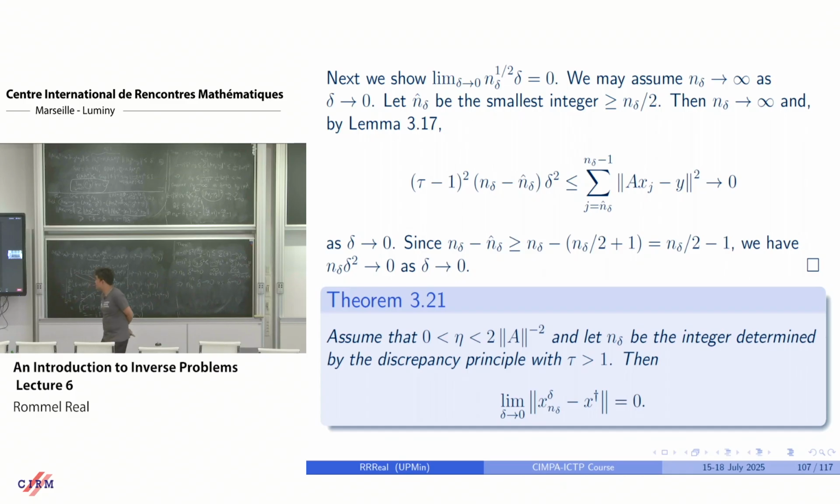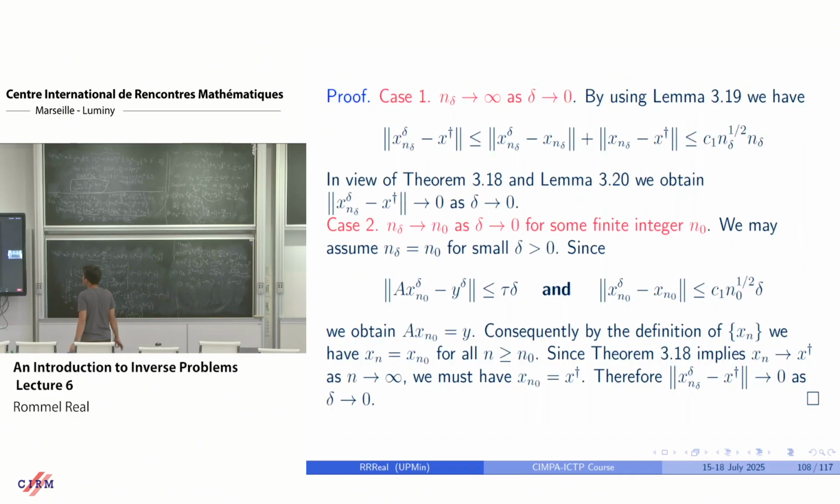Same if our eta is chosen appropriately, and if you let n delta be the integer determined by the discrepancy principle with tau greater than 1, then the limit of the errors, which is the error between the regularized solution and the exact solution, must go to 0 as the noise goes to 0. Okay. And to prove that one, we'll use the previous lemmas that we have. So it's a very short proof, actually. So here's how it works. Let's prove for the first one.